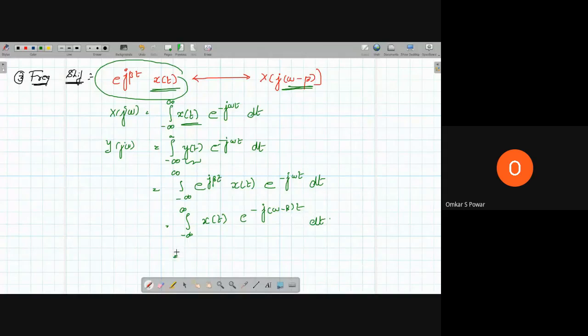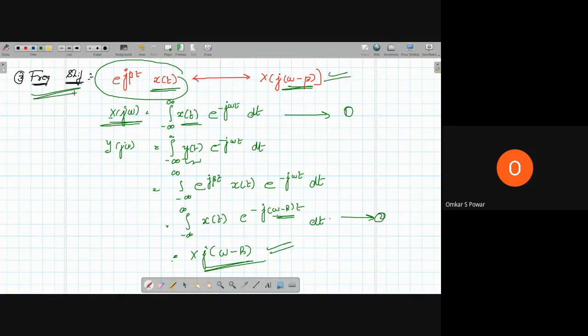Then how can you write this one as? If you compare this and this one, if you take this one, integral from minus infinity to infinity x of t e power minus j omega t dt is X of j omega. Similarly, integral from minus infinity to infinity x of t e power minus j (omega minus beta) t is X of j (omega minus beta). So now we have proved LHS is equal to RHS and proved our frequency shifting property.